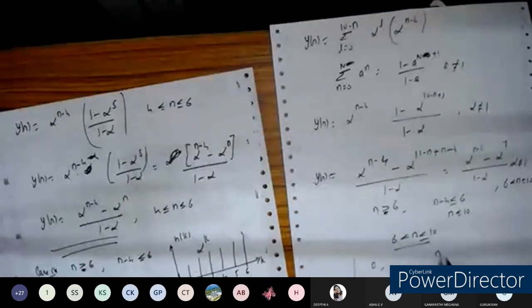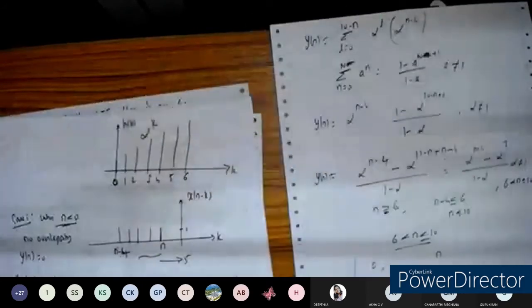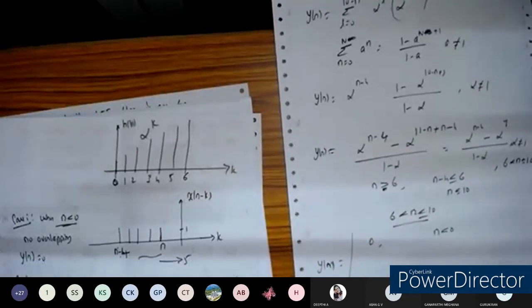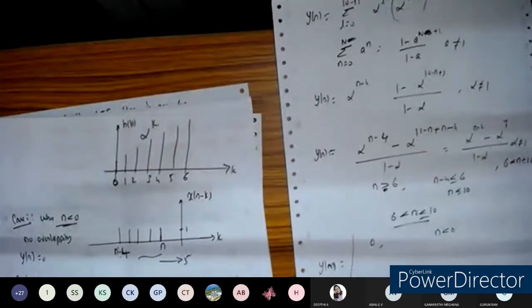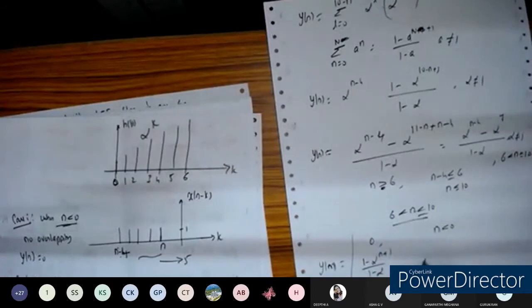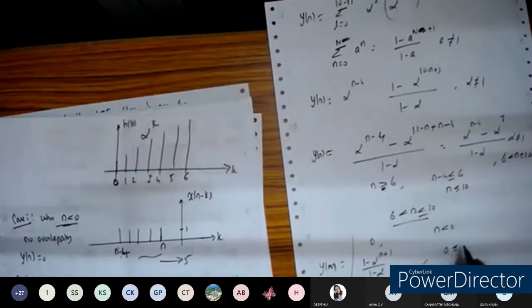So we got the values here. It is 0 for n less than 0. Let us summarize this one. This is a 12 marks question. For case 1 it is alpha to the power of n plus 1, and for 0 less than or equal to n less than 4, it is 1 minus alpha to the power of n plus 1 divided by 1 minus alpha.